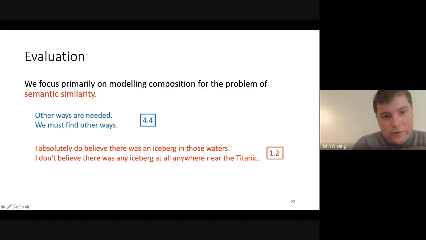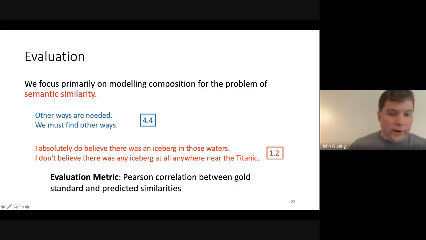So here are some examples where the blue one is a positive example. These express the same semantics, but it shows the difficulty of the problem, where there's not a lot of lexical overlap, but they do share the same underlying meaning. And the red is a negative example where the opposite occurs, where they share a lot of lexical overlap, but in this case there's actually a contradiction. So they do not have the same semantic meaning, and that's a very low score.